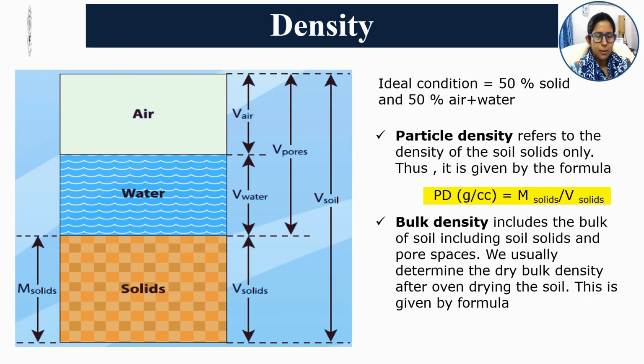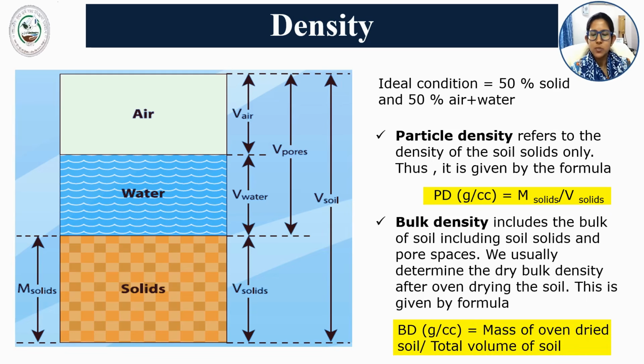And for most practical purposes, we take particle density as constant at 2.65 megagram per meter cube, whereas the bulk density is variable and it is a very dynamic property of the soil which changes with the impact of the different management practices.